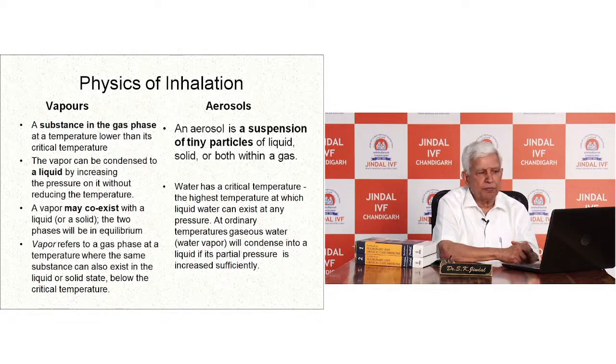And it is also a physical principle that a vapor, in both liquid and solid form, can coexist. Liquid, solid and gas form can coexist. So vapor is the gas phase at a temperature where the same substance can also exist in a liquid or a solid state. I think the classical example always given in physics lectures is water, because water can exist in a liquid state as well as in a vapor state, the steam, and in a solid state, the ice.